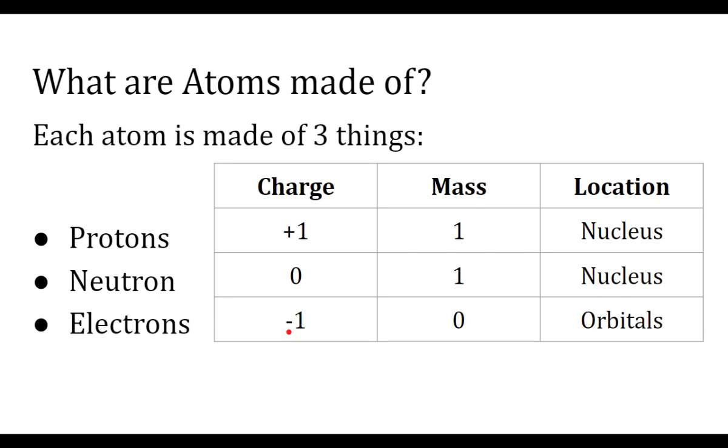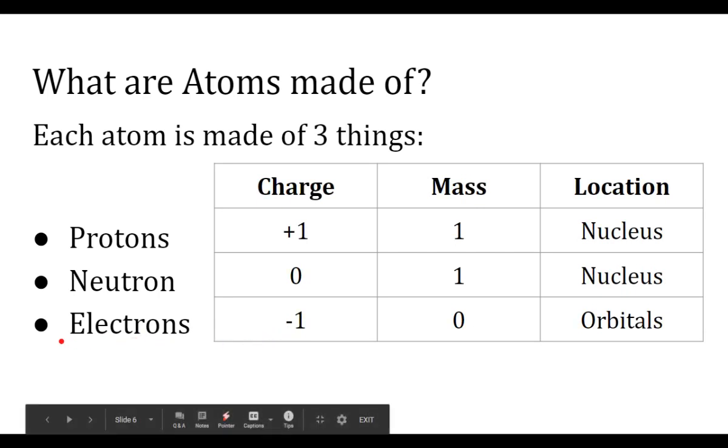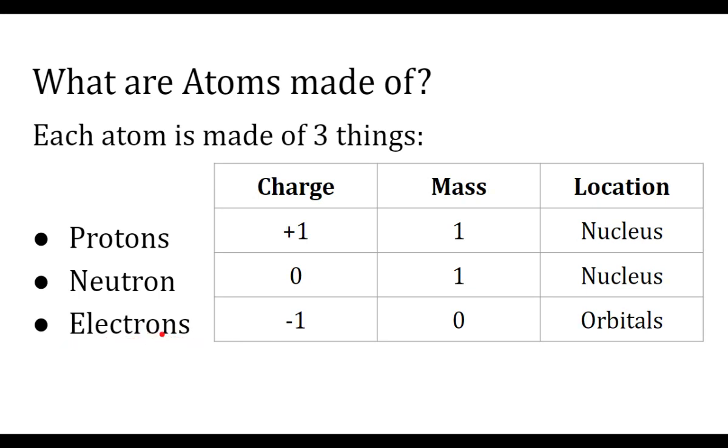Electron, electricity. Those have the same root because they're related to each other. We'll talk about that much later. Anyways, protons, neutrons, electrons, we know their charges, we know their masses. Now, where do we find them?